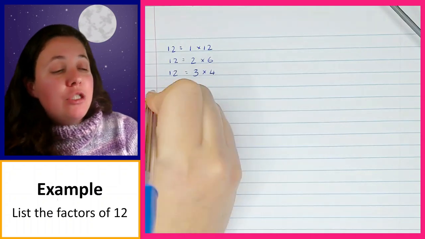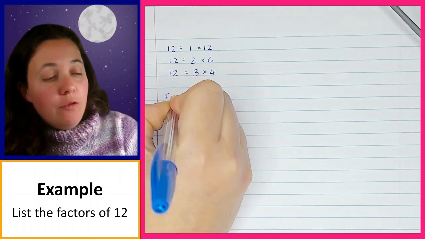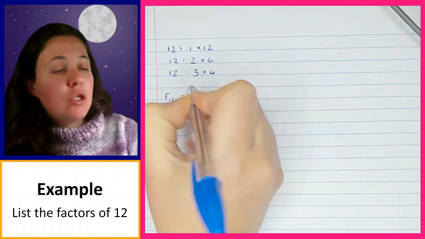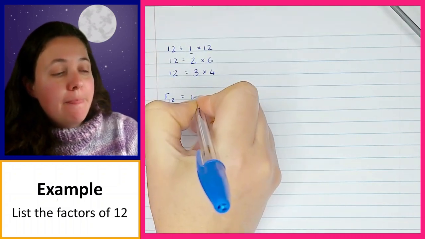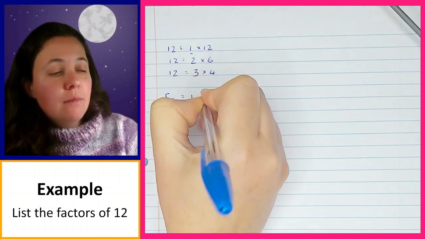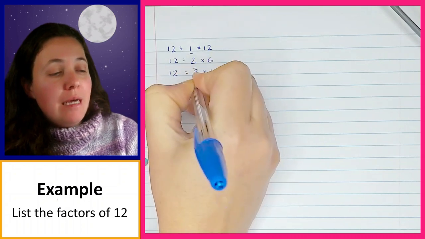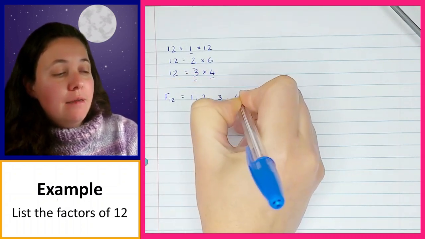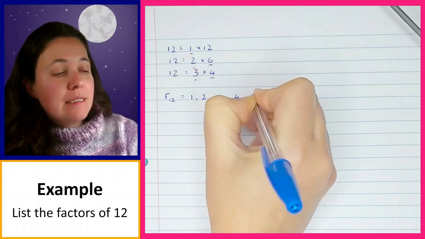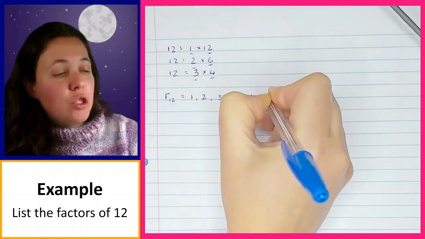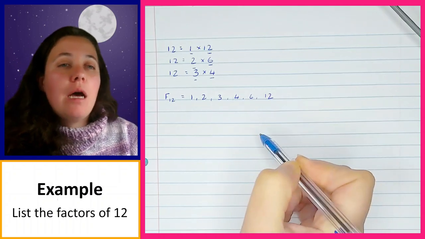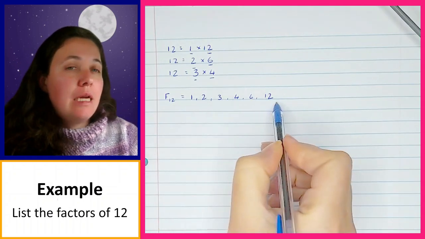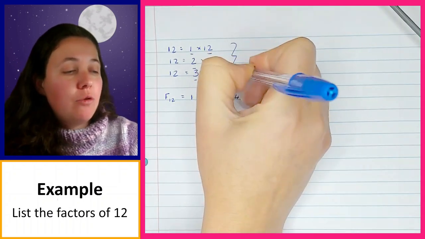So now I'm going to write down all of my factors of 12 in numerical order. I start with a 1 over there. Then I've got my 2 and my 3, and then I have 4 over here, and then 6, and then 12.